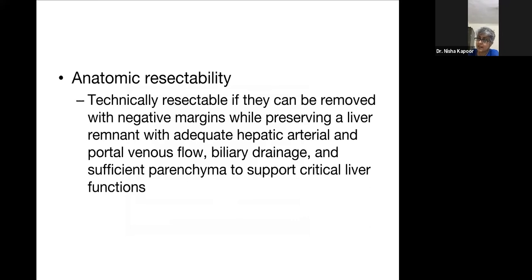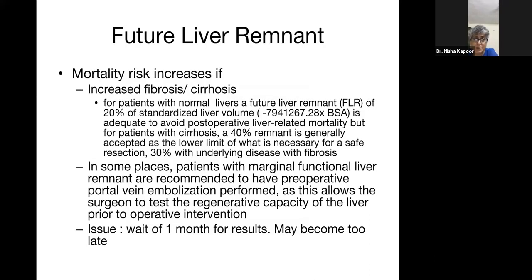So what do we mean by anatomical resectability? An HCC is technically resectable if it can be removed with negative margins while preserving a liver remnant with adequate hepatic arterial and portal venous flow, biliary drainage, and sufficient parenchyma to support the liver functions. So, the concept of future liver remnant. The mortality risk after liver resection will increase if there is increased fibrosis and cirrhosis. What do we mean by future liver remnant? It is the proportion of the liver which is remaining behind when we go for a liver resection.